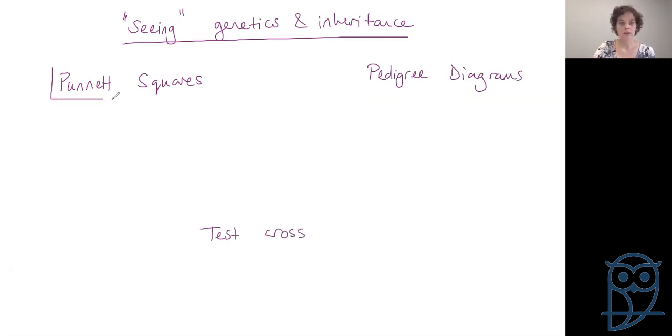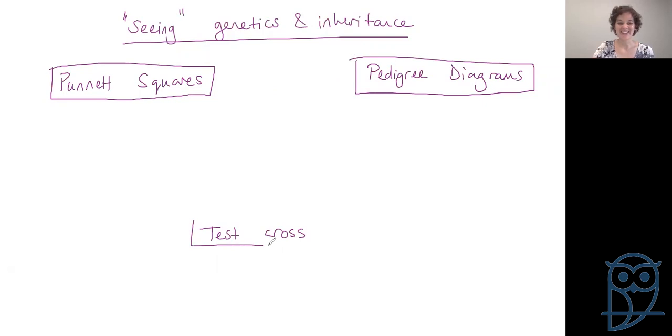So, what is a Punnett square? What is a pedigree diagram? And what is a test cross? So, starting with a Punnett square. They are things that look like this.